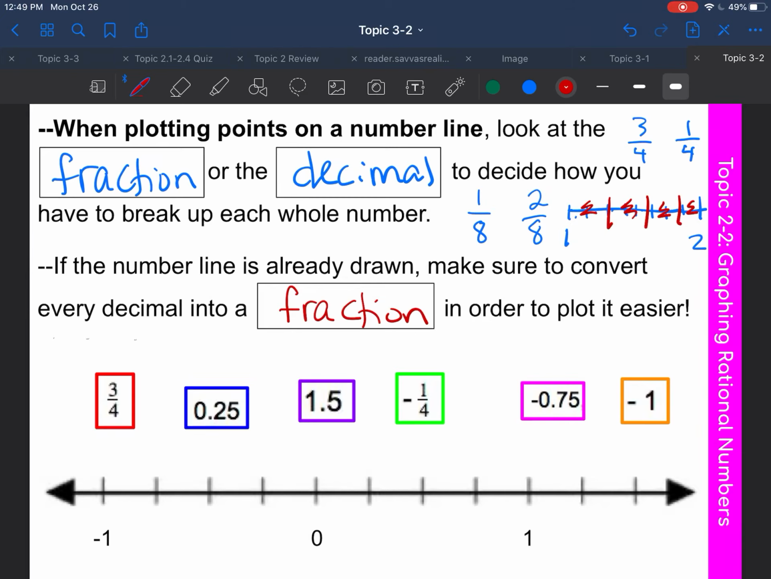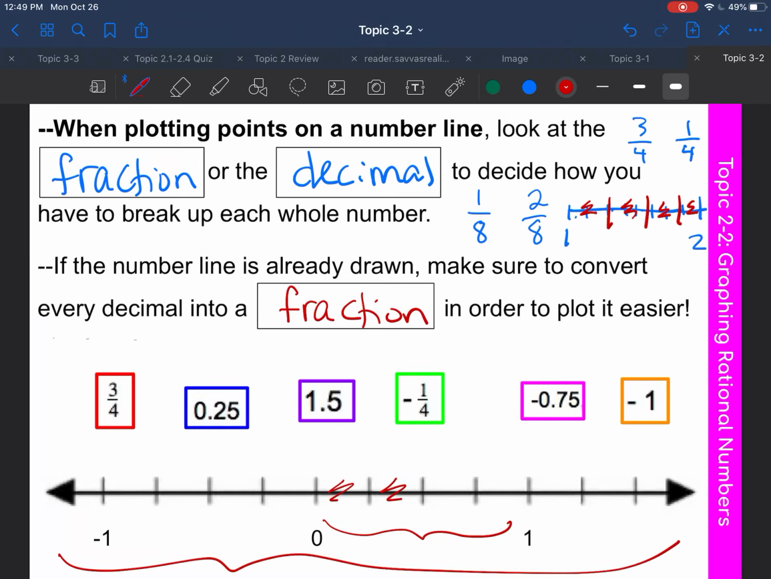So first we need to see, we're looking at this number line right here, okay? And I see 0, I see 1, and I see negative 1. How many spaces are between 0 and 1? There's 4 spaces. So I know I'm counting by fourths for all of these.